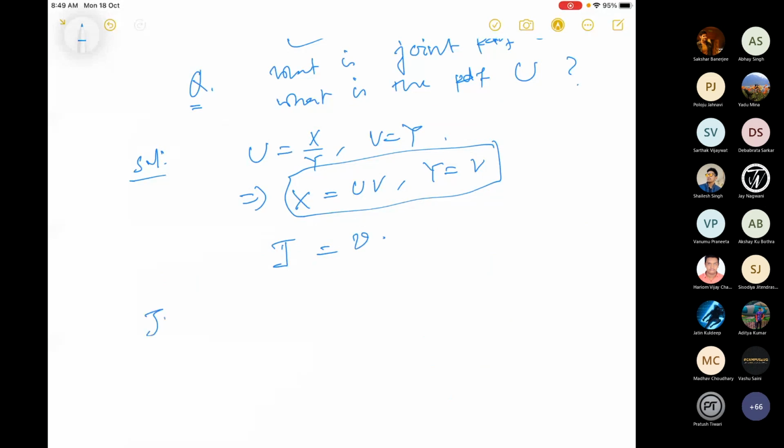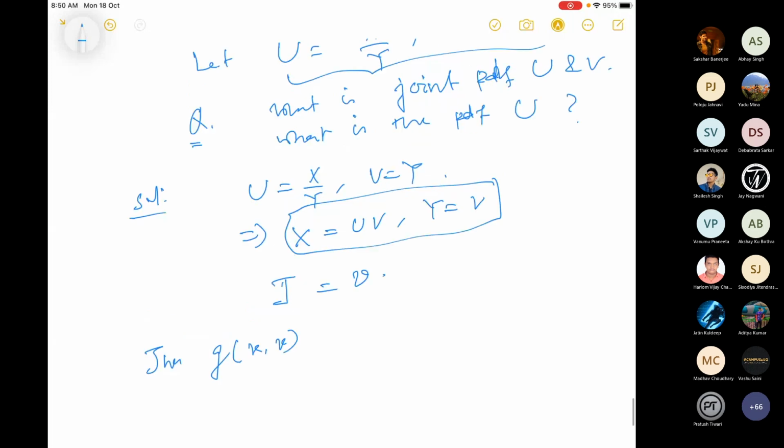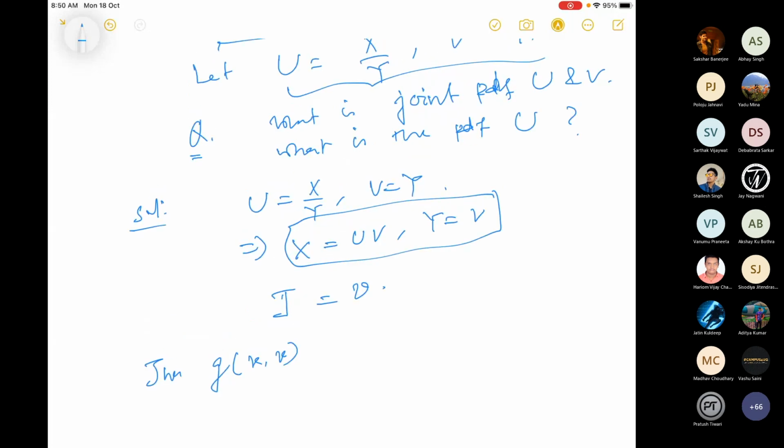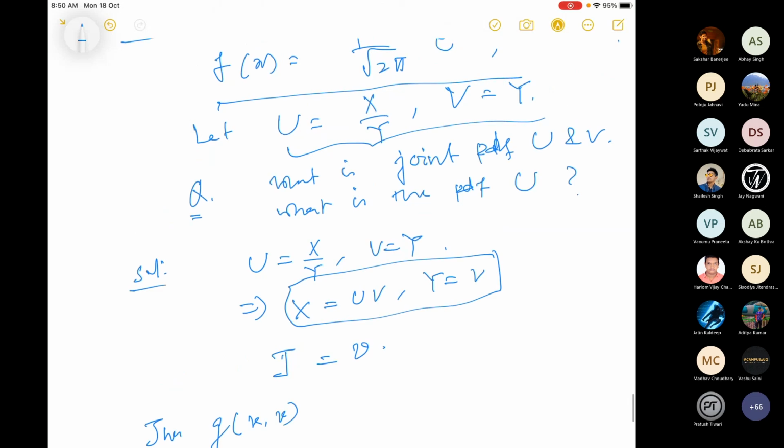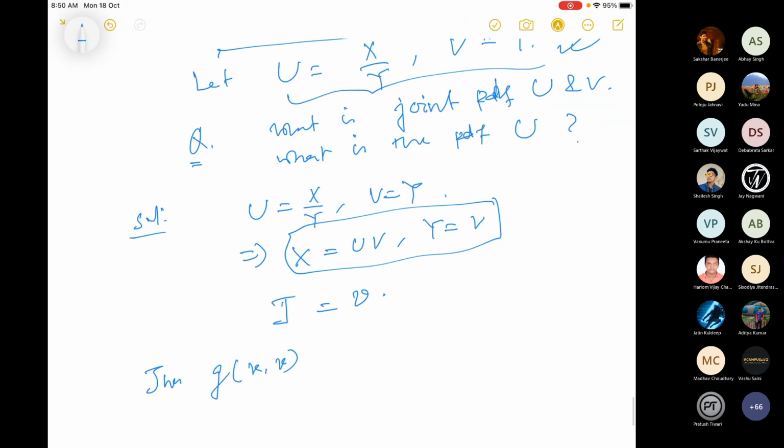Now, what is the PDF? What I'm saying here is, if x and y are independent standard normal distributions, then what is the joint PDF of u and v, where u is equal to x by y and v is equal to y? I want to show you that this will follow some distribution, which you probably already know.